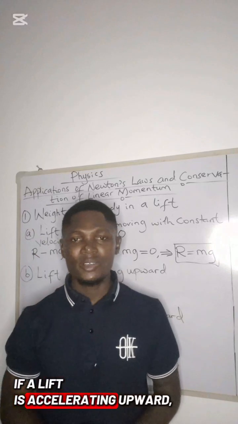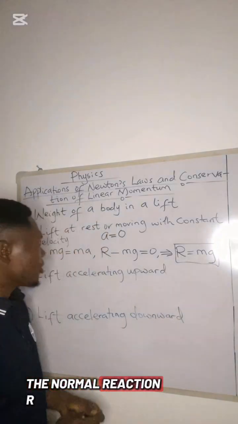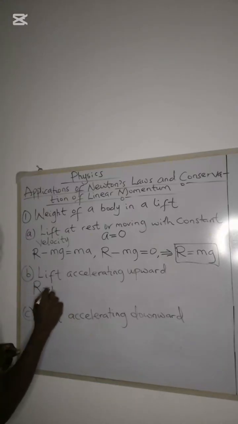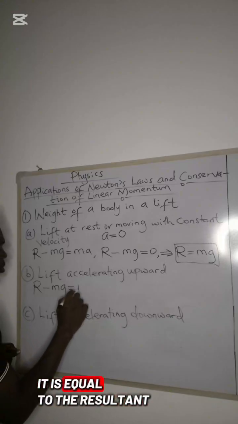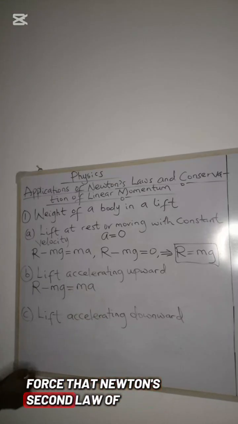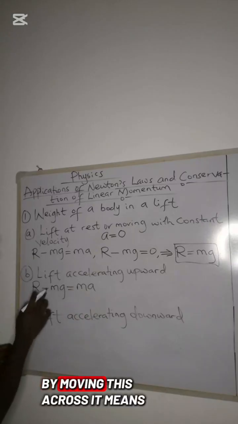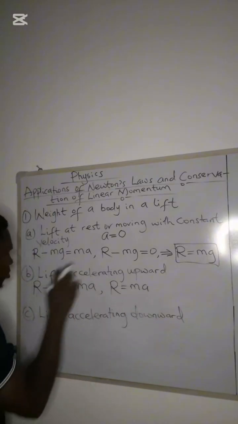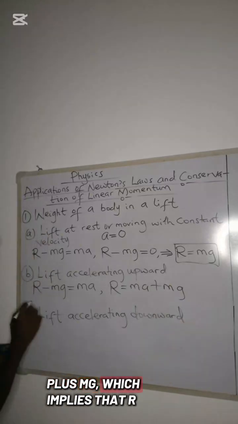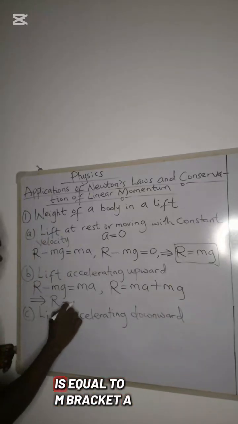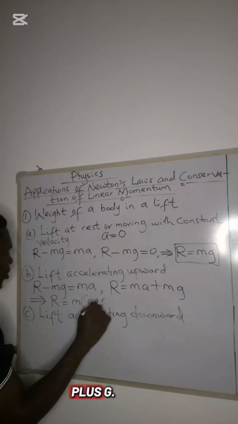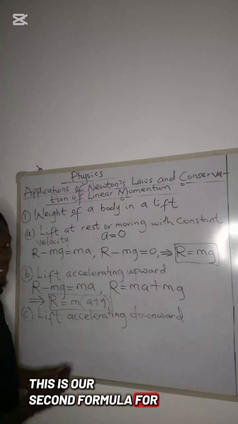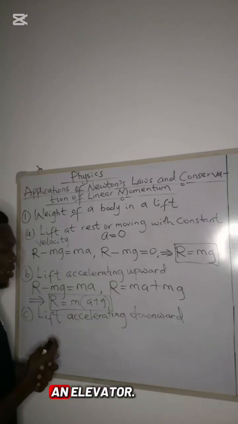Our second formula is for a lift that is accelerating upward. If a lift is accelerating upward, the normal reaction R will be greater than the true weight. And then again, it is equal to the resultant force. That's Newton's second law of motion. By moving this across, it means that R is equal to ma plus mg, which implies that R is equal to m bracket a plus g. That's by factorization.